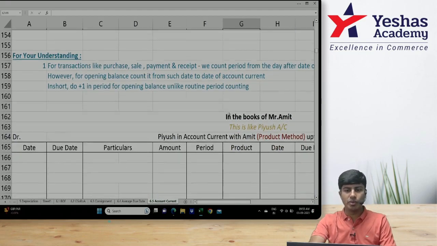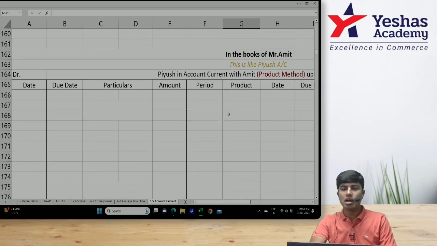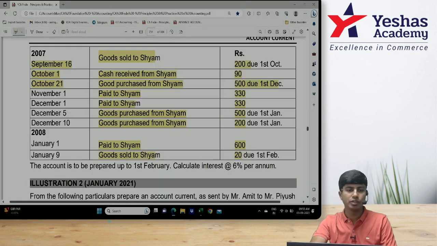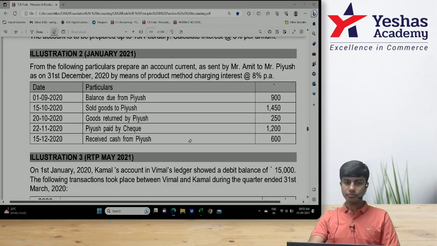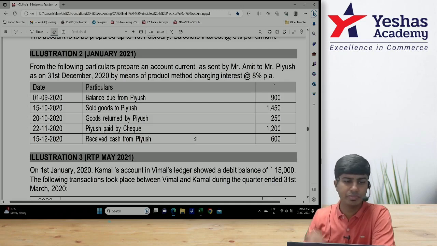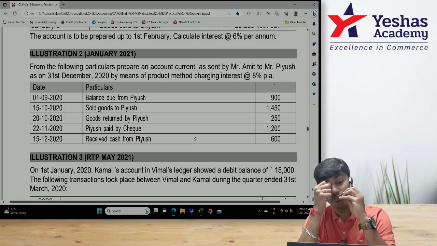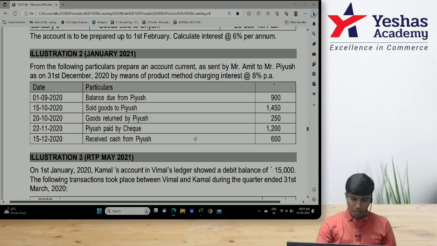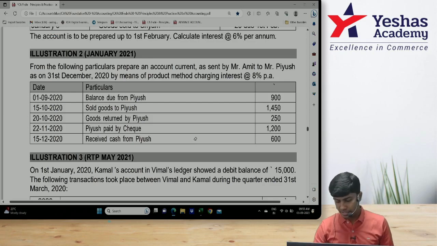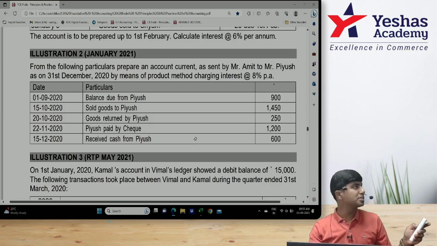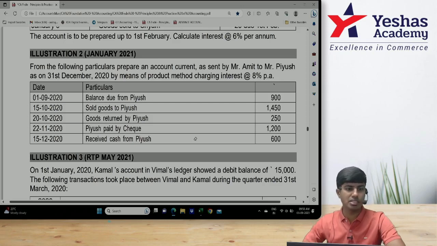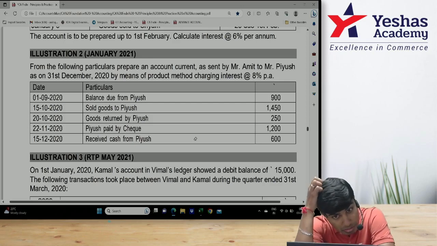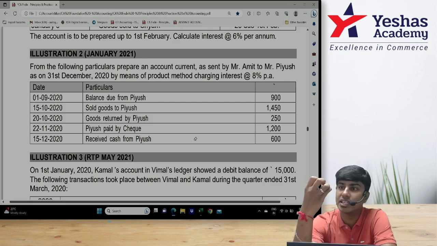Let us now start with illustration number 2. Observe. This is an examination question, January 2021. From the following particulars, prepare an account current as sent by Mr. Amit to Mr. Piyush as on 31st December 2020 by means of the product method, charging interest at 8%.